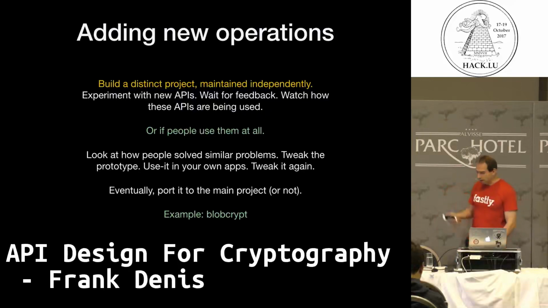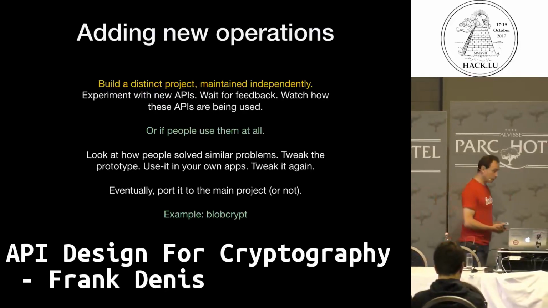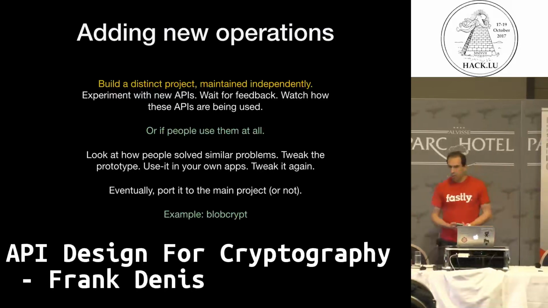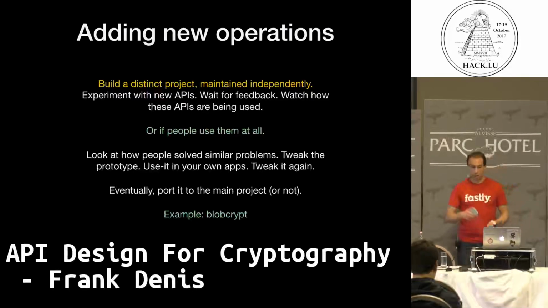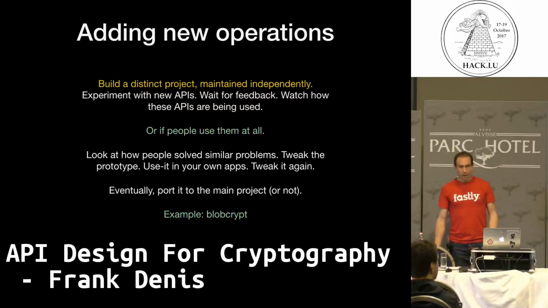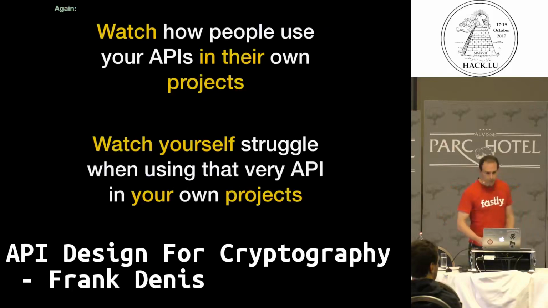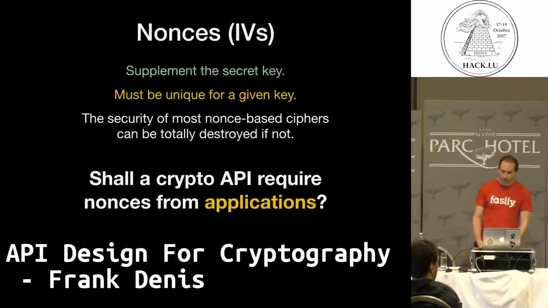So as an example, a lot of people asked, hey, how do I encrypt files with Sodium? And I designed something called blobcrypt, which can write and read encrypted files. You can do random access into files. It's a great API to actually build encrypted file systems. I was really proud of it, but nobody's using it. And the reason for that is that people don't need to build encrypted file systems. People just need to write and read sequential files. So this API was over-engineered for what people actually needed. So watch people use your project and watch yourself use it in your project as well.